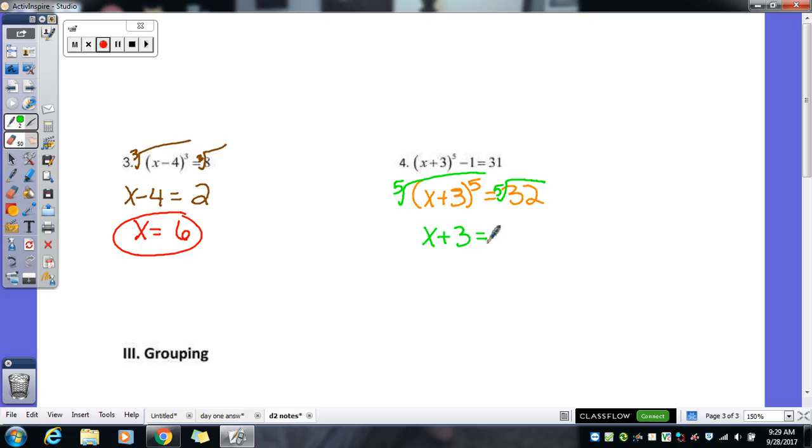Does anybody happen to remember what the 5th root of 32 is? Do you guys remember how to use your calculator to find it? You got to push the 5, and then you push math, choice 5, and then you're 32. Yeah, 5th root of 32 is 2. And then subtract our 3 over. So we get x equals -1.